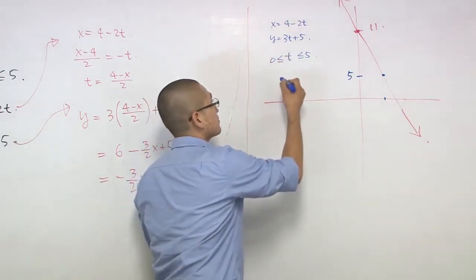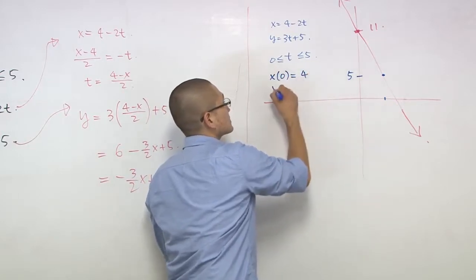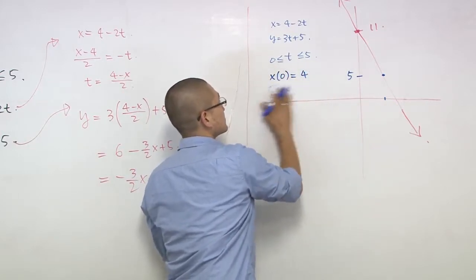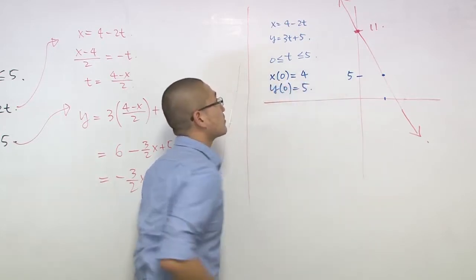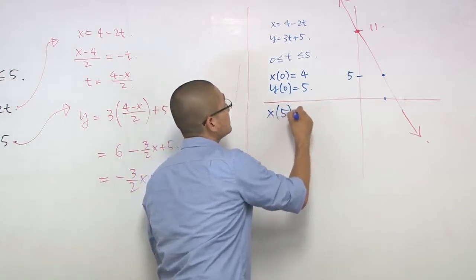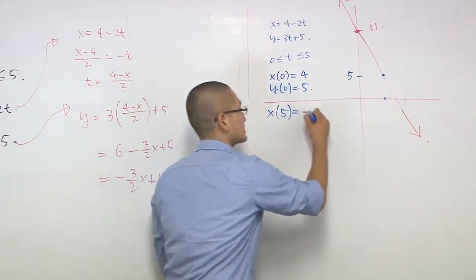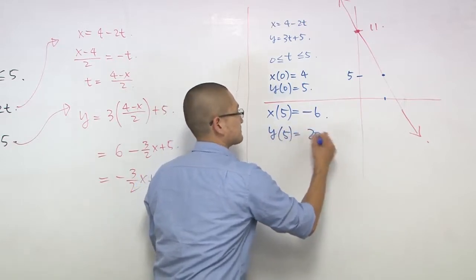Okay, let me just write down what I'm trying to do. x of 0 gives you 4. y of 0 gives you 5. Okay, and where am I going? It's going up to 5. So I'm going to apply 5 in there. If I do 5, I get minus 6. And y, I get 20.